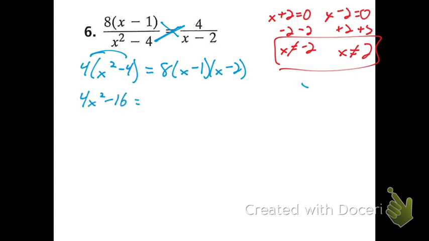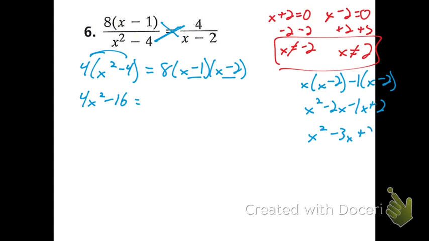The right side, though, if we have x minus 1 times x minus 2, it's x times x minus 2, and minus 1 times x minus 2. So this would be x squared minus 2x minus 1x plus 2. So x squared minus 3x plus 2. But we still have this 8 out front, so we have to multiply that through by the 8. So what we end up with is 8x squared minus 24x plus 16. So fairly gross there. Apologize about that. But moving forward, here's what we have.